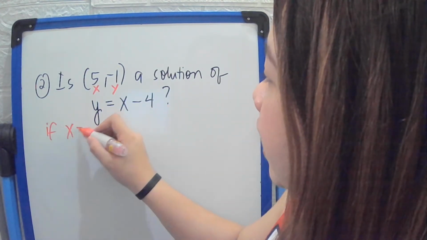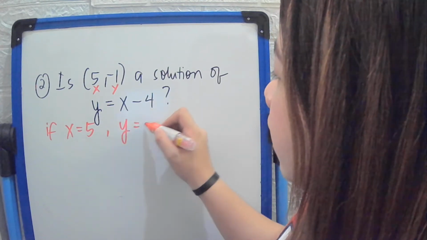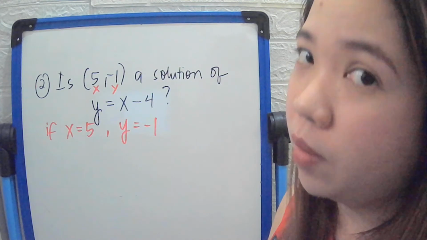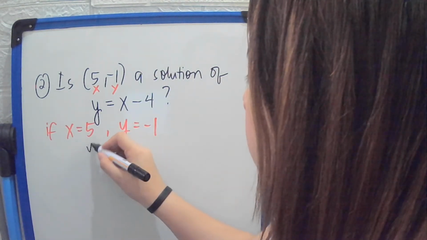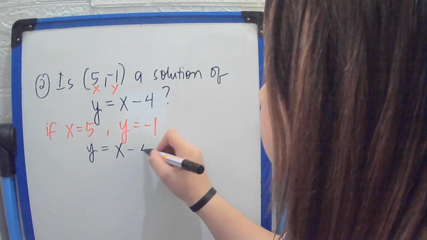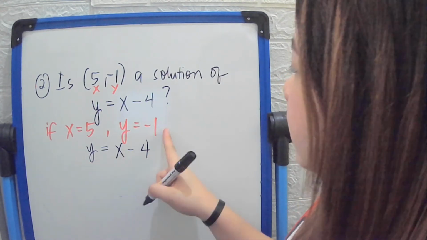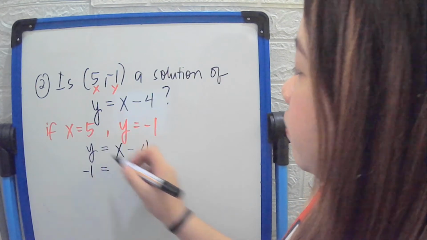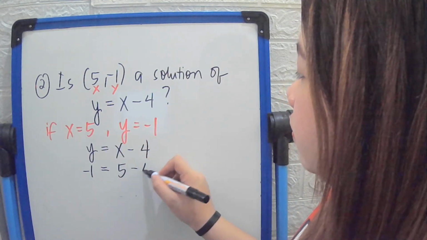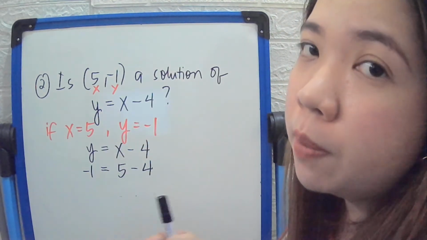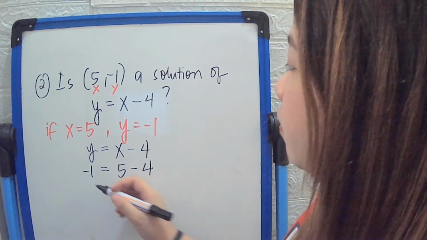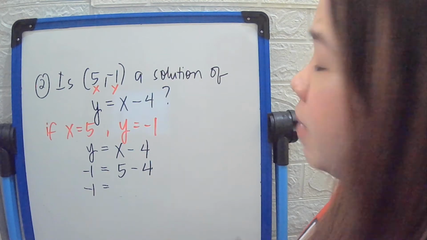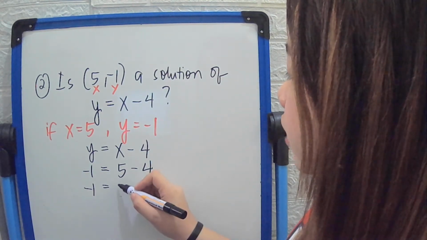So, if your x is 5 and your y is negative 1, papalitan lang natin yung x and y dun sa equation. So, let us copy the equation. Y is equal to x minus 4. So, your y is negative 1. So, you put negative 1 here. Your x is 5. So, 5 minus 4. So, isolve mo lang yung part na pwedeng isolve. So, ito, copy mo lang kasi wala ka namang isosolve dyan. 5 minus 4. 5 minus 4 is 1.